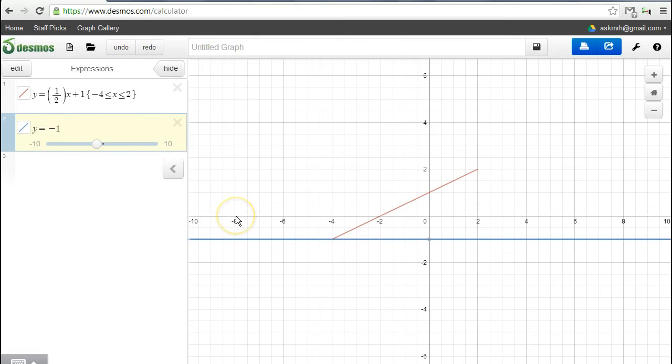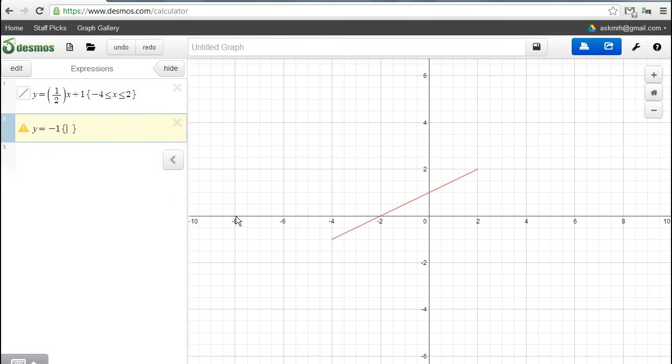So what should I do here? Put x is between which two numbers? Again, negative 4 less than or equal to x less than or equal to 2, right? You see how it gets me just within this range, domain, right? The x goes from negative 4 to 2 only. Do you understand?